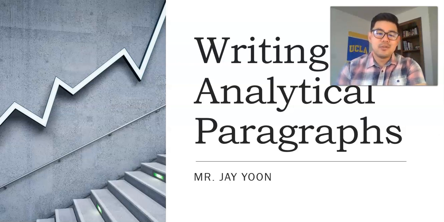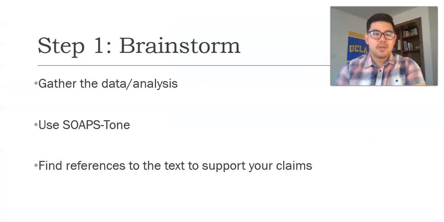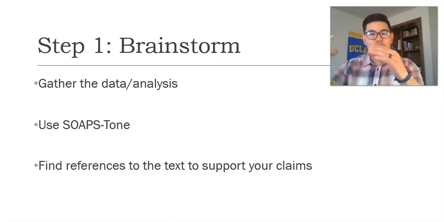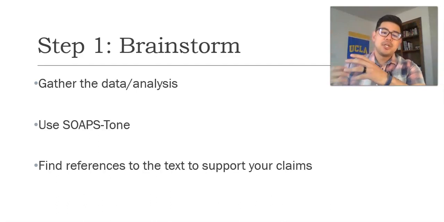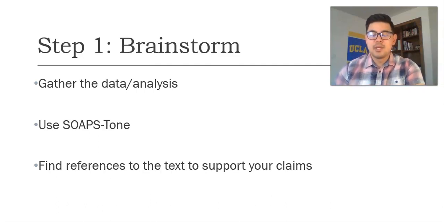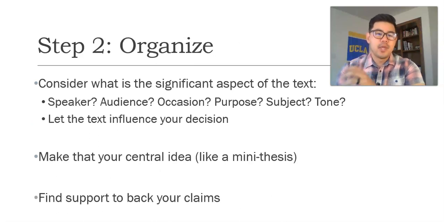So first thing you got to do, as with anything in your writing, is some brainstorming. You gather your data, your analysis, and we do this by using SOAPSTONE. Use that chart that I've provided for you and the practice that we've been doing in the past few days, and fill out the entire chart. Make sure, and this is key, that you find as many references to the text to support your claim, because that's going to be the meat and bones of your analysis. So make sure you always have analysis and support for that analysis.